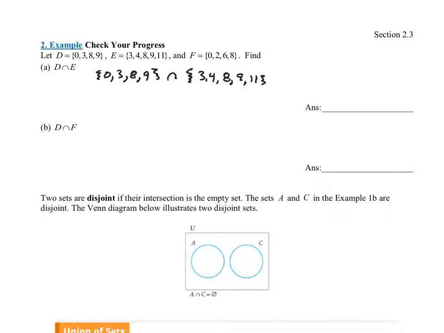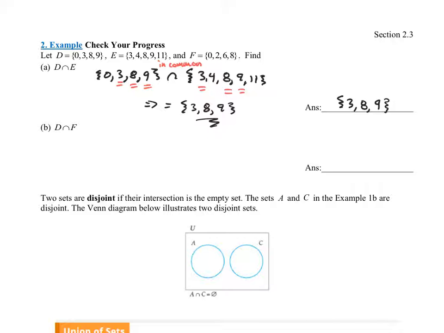Remember, intersection means what's in common. Okay. And what's in common between them? Just look. I see a 3 in both of them. I see an 8 in both of them. And I also see a 9 in both of them. So that tells me my intersection would be equal to the set 3, 8, and 9 should be the answer on that problem. 3, 8, and 9. So I'll put that in the answer blank.